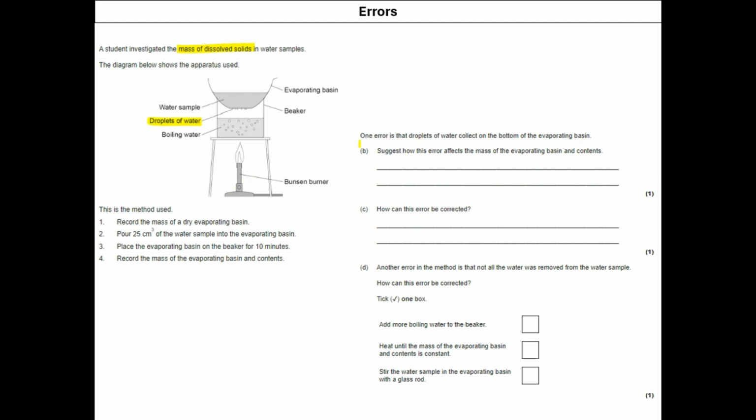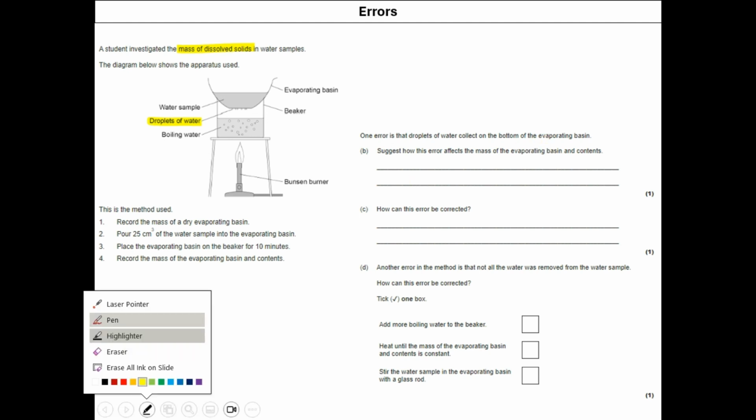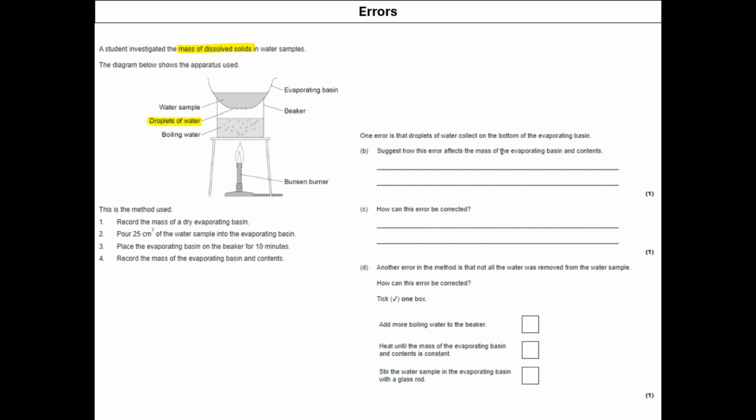Now, if we then look at the actual question, one error is that droplets of water collect on the bottom of the evaporating basin. So that's why they've labelled it. They're trying to make a point of it. Suggest how this error affects the mass of the evaporating basin and contents. Well, there's extra water on the bottom. Extra water's only going to make it heavier. So the mass will be bigger than it should be.